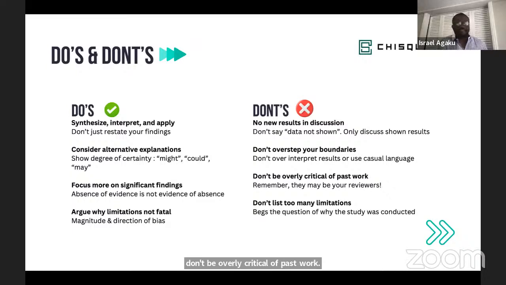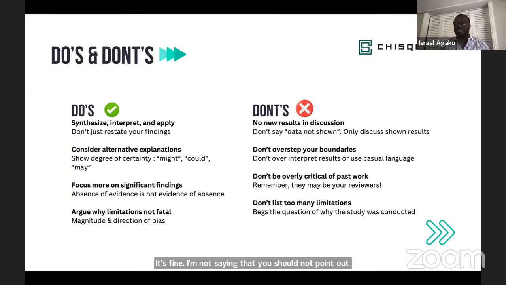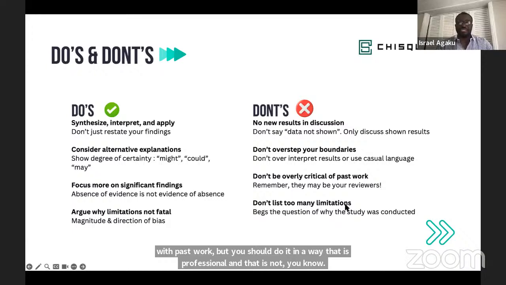It's fine that they may have made some error, but that doesn't mean that you want to shame them, right? And also remember, they may even be your reviewers. But even if they're not your reviewers, there's no point shaming people. I'm not saying that you should not point out issues with past work, but you should do it in a way that is professional and that doesn't necessarily put people down. And then don't list too many limitations, as we said.